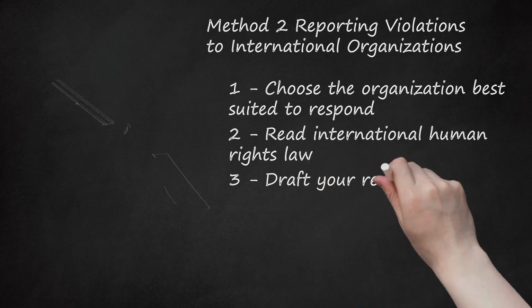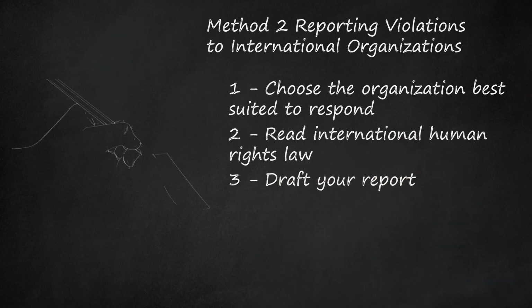3. Draft your report. When you write your report to the organization you've chosen, be sure to include all relevant information and as many details as possible. At a minimum, your report should state all relevant facts in chronological order. Include dates, times, and places of all incidents, along with as many names as you can, both of victims and perpetrators. Include all the contact information you know along with your own. Basically, include anything and everything in your report that might help the organization investigate the report.